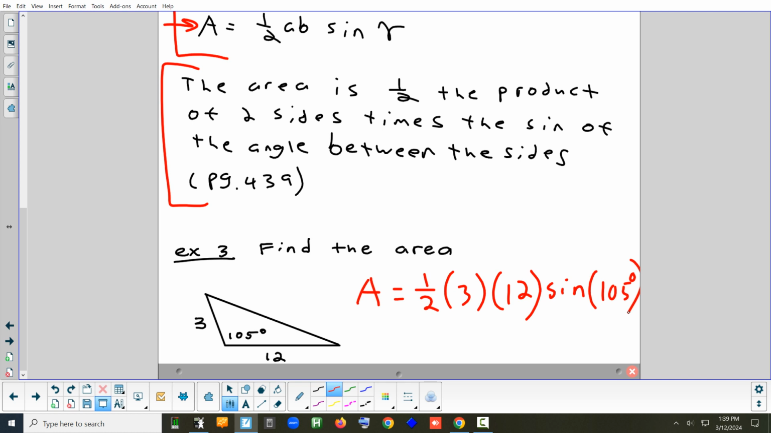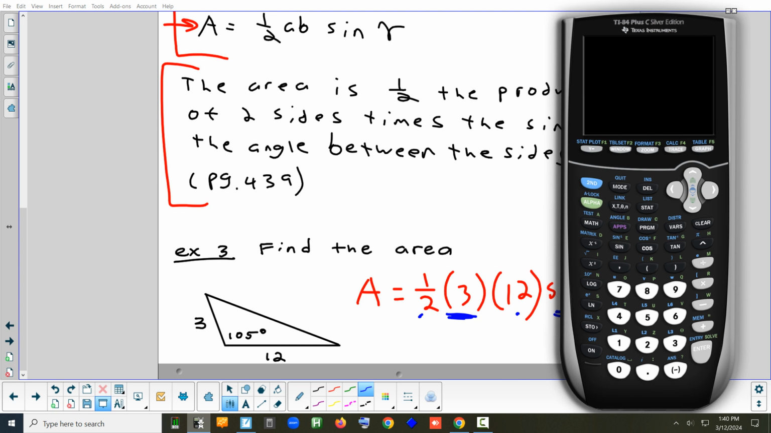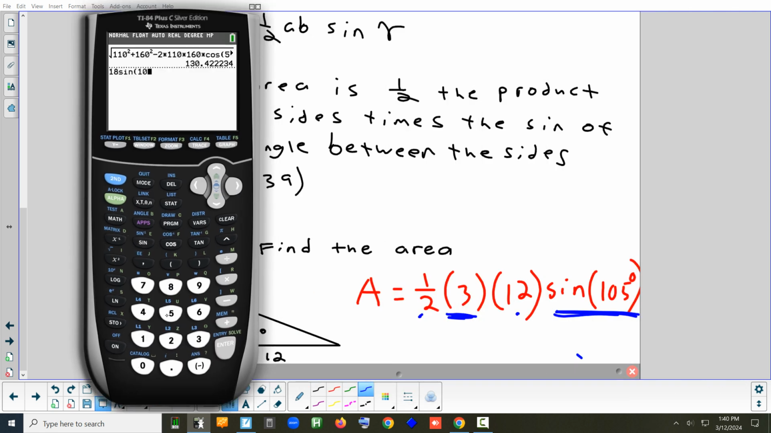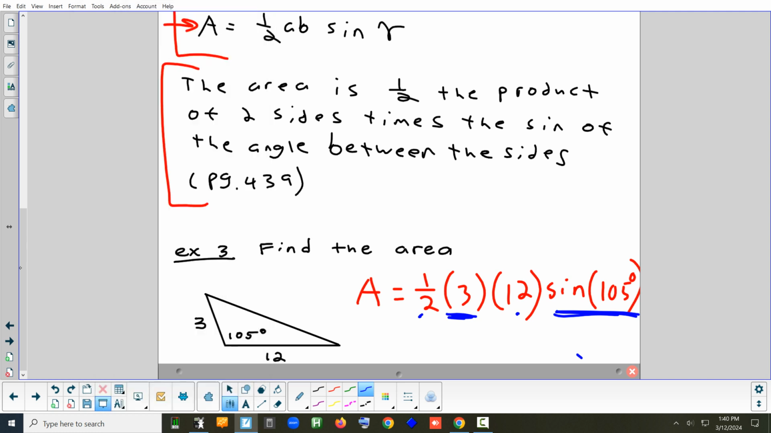Yep, exactly. So this part right here, 3 sine 105, that's the height of the triangle. That's the base. That's the 1/2. And 3 sine 105 is the height, if you drew a right triangle and tried to figure it all out. Okay. What's 1/2 of 3 times 12? 18. And then we have to do sine 105. 18 sine 105. Okay, 17.387.